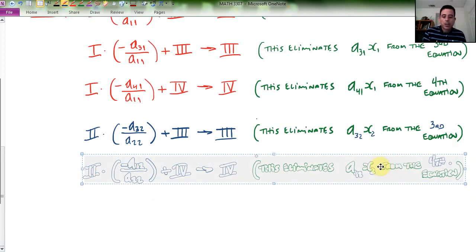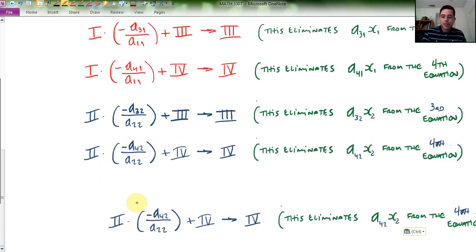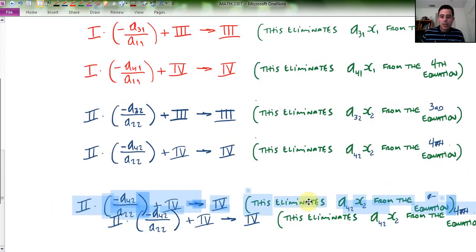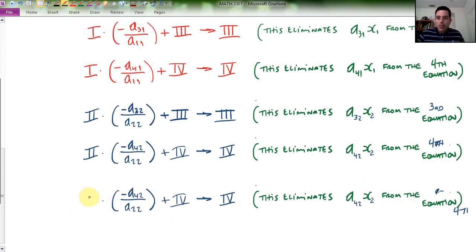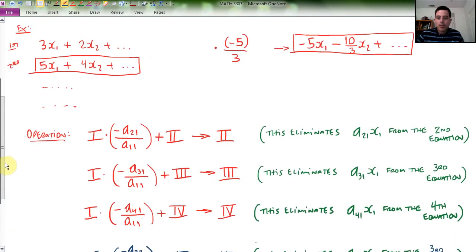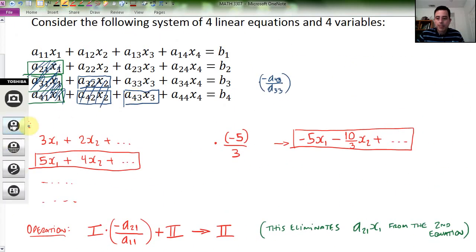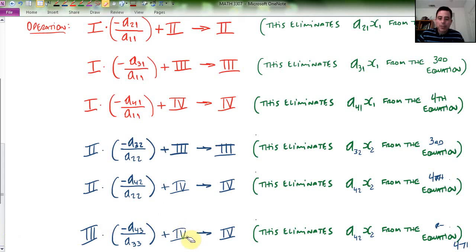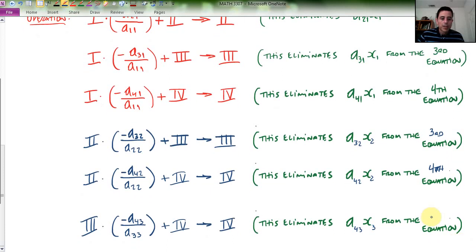So I can copy here. So we take the third equation, multiply by the reciprocal of a33, or 1 over a33, and then here's 4,3, right, opposite of a43, which is this guy here, opposite of that, and add to the fourth equation, replacing the fourth equation, that will eliminate a43 x3 from the fourth equation.